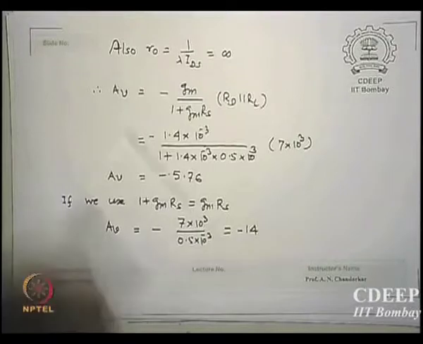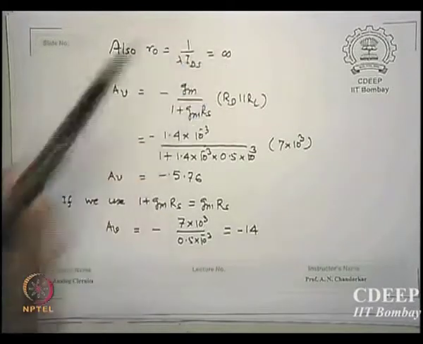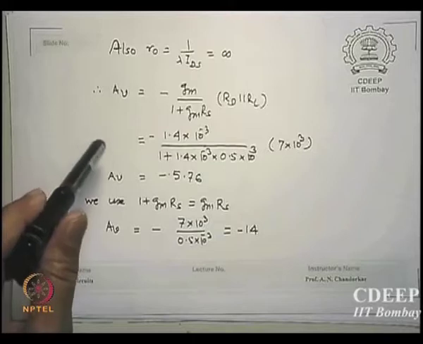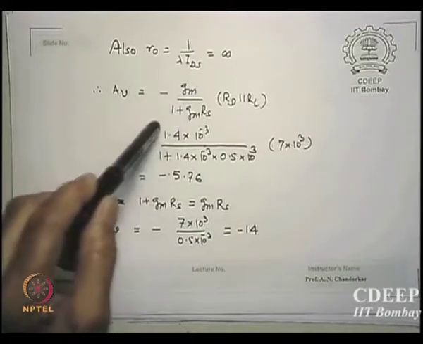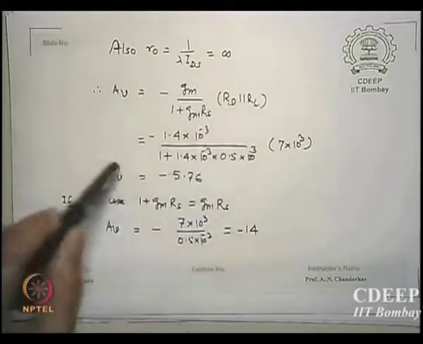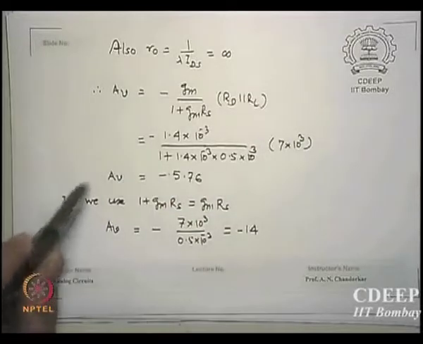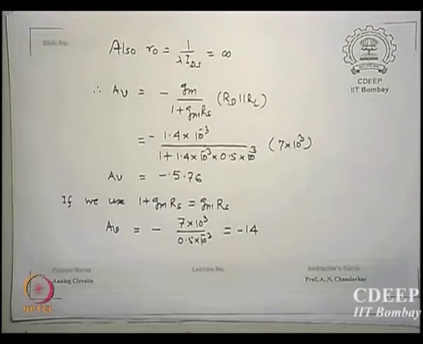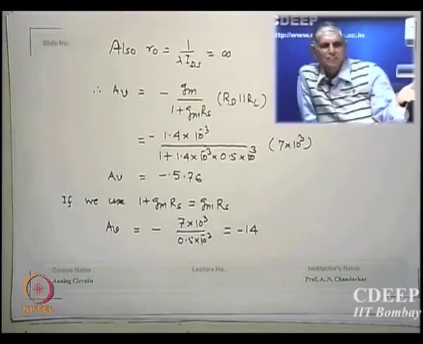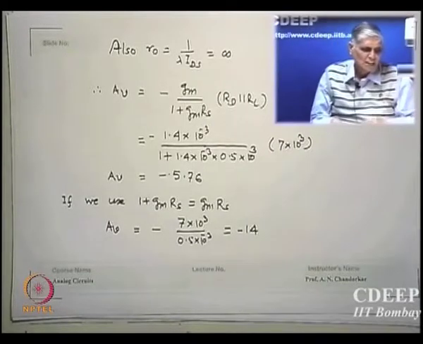Okay, ro is given, lambda is 0, so ro is infinite. So what is the gain for this amplifier? gm upon 1 plus gmRS, times RD parallel RL. Substitute all values, the gain is 5.76. How much gain did I tell you? It will be around 4.5, 2, 3, 4, 5. So how much gain did I get? 5.76, or around 6 you can say.